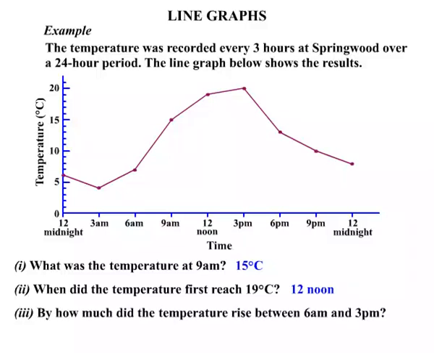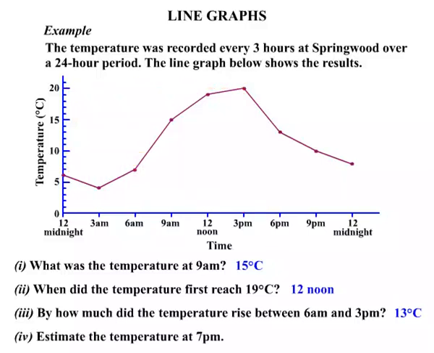Our third question, by how much did the temperature rise between 6 AM and 3 PM? Well, let's find out what the temperature was firstly at 6 AM. So reading up then across, 7 degrees. Then at 3 PM, reading up and across, we can see 20 degrees. So what was the rise? Well, it started at 7 and it rose to 20. So from 7 to 20 is a rise of 13 degrees Celsius.